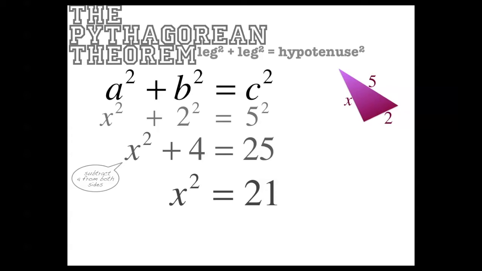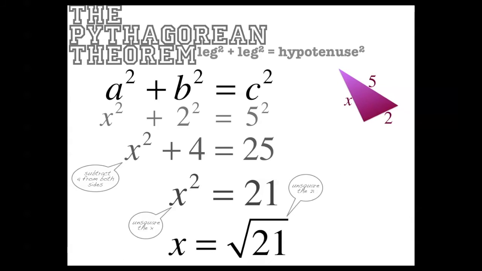I don't know how to unsquare 21. Oh, wait a second. If I want to unsquare the x to figure out what x equals, I've got to unsquare the 21 as well. And the math word for unsquaring is square rooting. So at this point, you kind of have to use your calculator because I don't think any of us have the square root of 21 memorized.